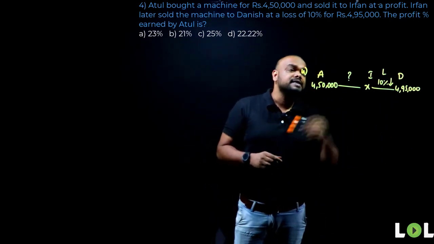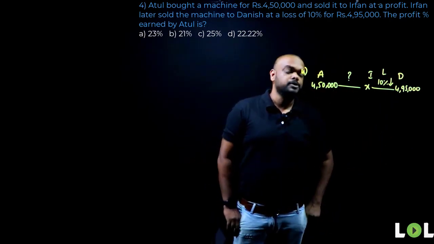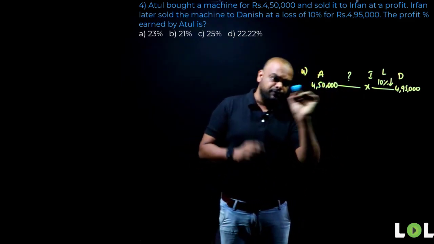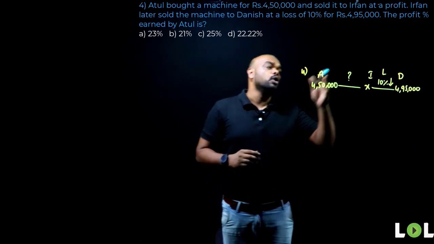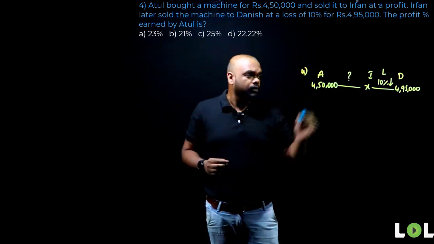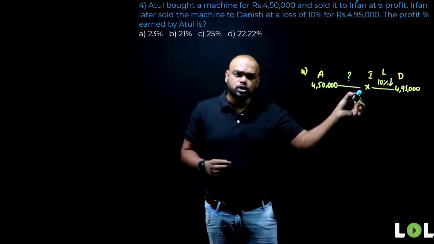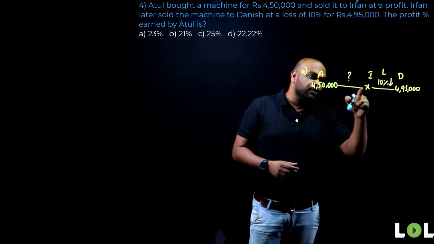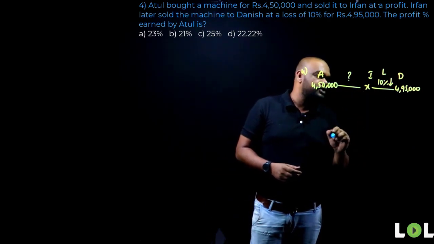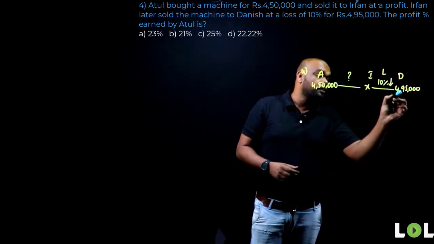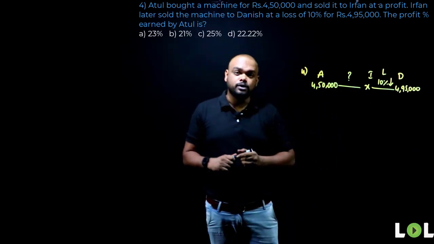Now, what is the profit earned by Atul? Observe. I'm repeating the question. Atul purchased at 4,50,000. He sold it to Irfan at some price, at some profit. We do not know what they are. We do not know what is profit percent, and we do not know what is the price at which he sold it to Irfan. Now again, Irfan sold the same item, the machine, to Danish at a loss of 10% for rupees 4,95,000. What does it mean?